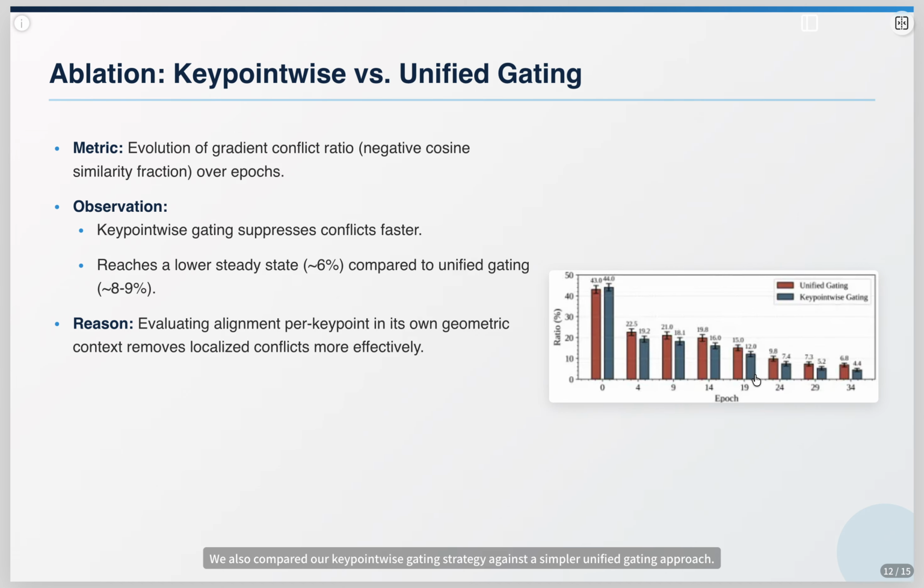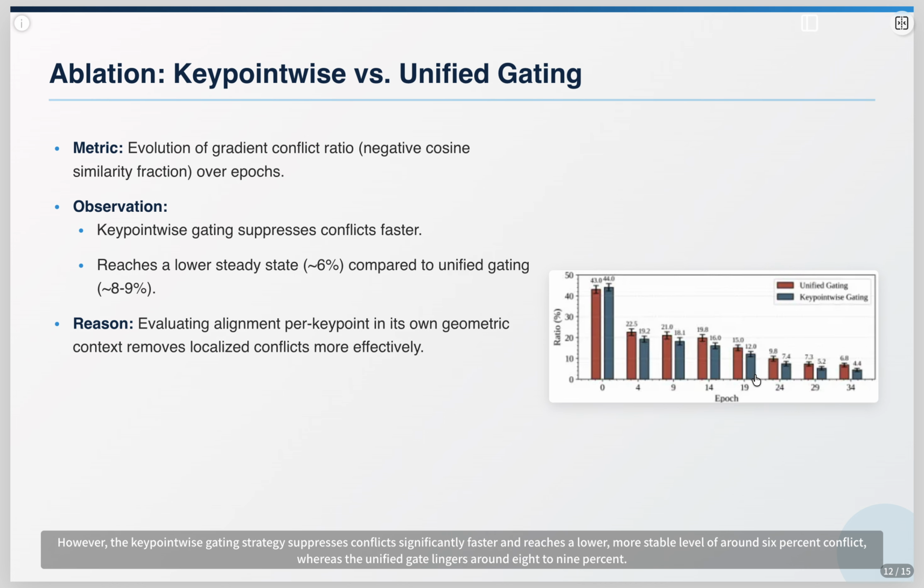We also compared our keypoint-wise strategy against a simpler unified gating approach. Figure 4 shows the evolution of the gradient conflict ratio over training epochs. Both start high as expected. However, the keypoint-wise gating strategy suppresses conflicts significantly faster and reaches a lower, more stable level of around 6% conflict, whereas the unified gate lingers around 8 to 9%.